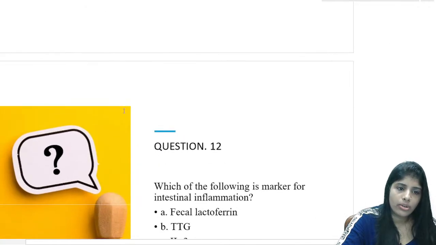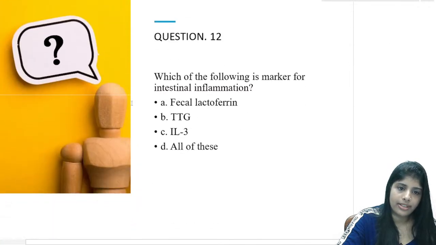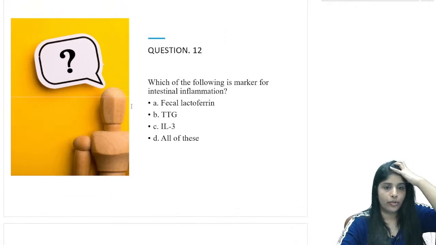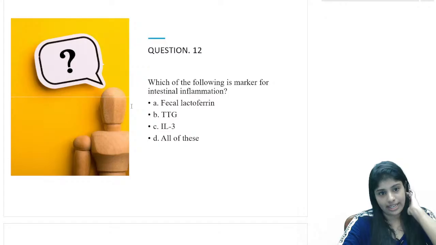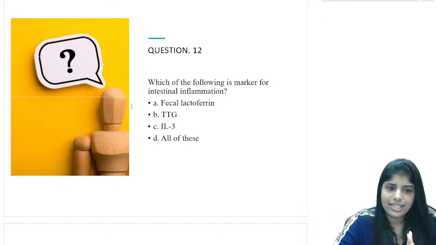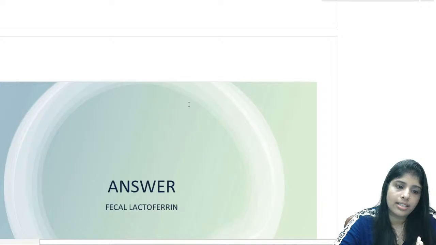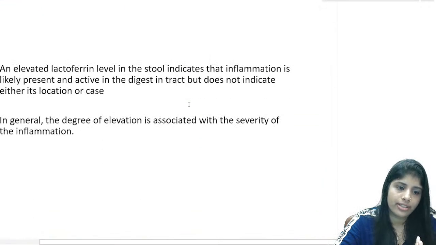And now let's go on to question number 12. Question number 12 is, so I'm going to read, which of the following is a marker of intestinal inflammation? It's a very easy question. So intestine means what? It's always related to fecal thing. So the answer is fecal lactoferrin. Okay, answer is fecal lactoferrin.